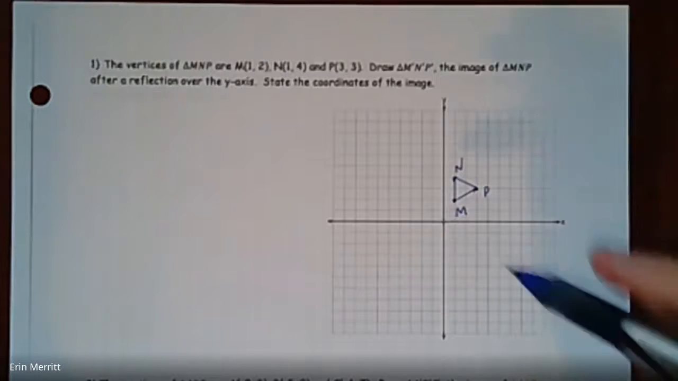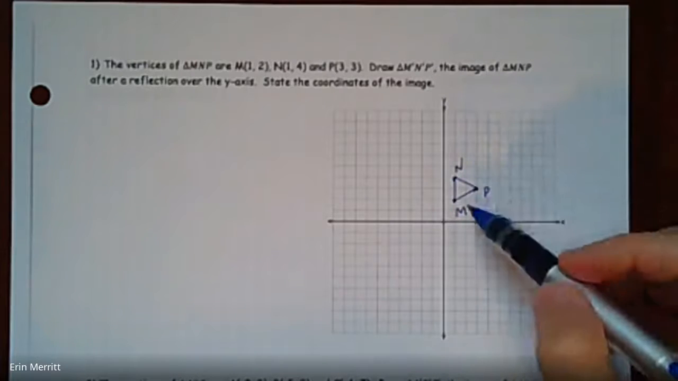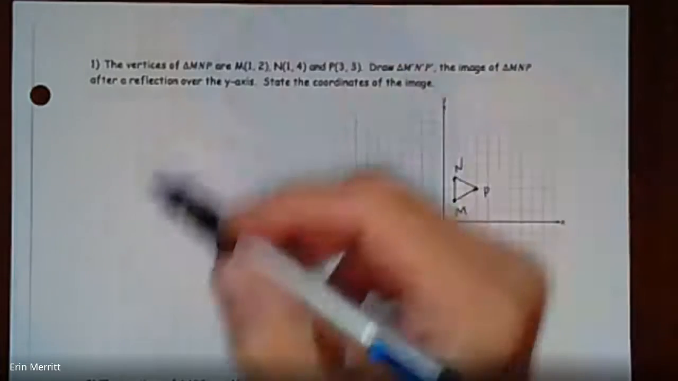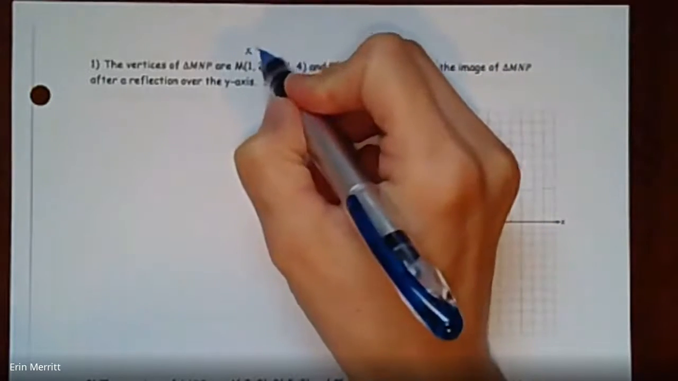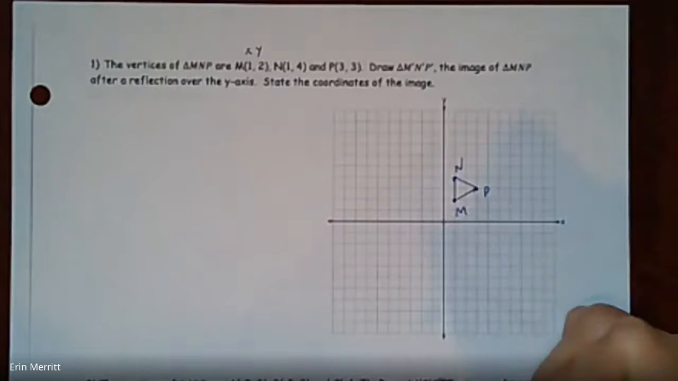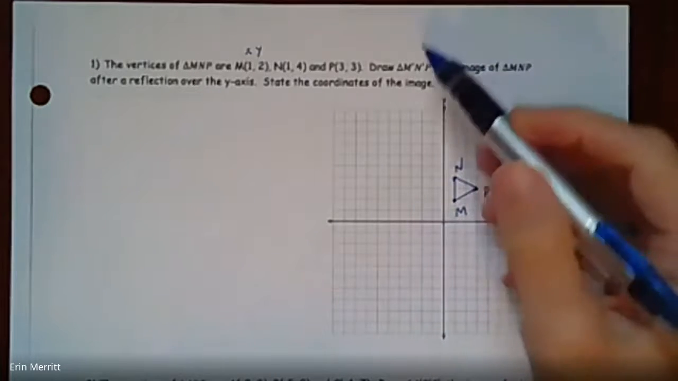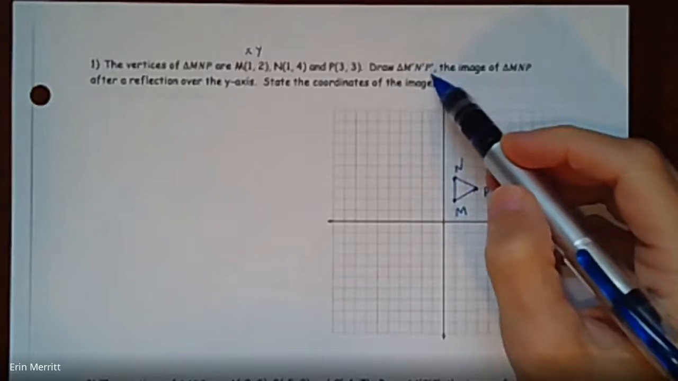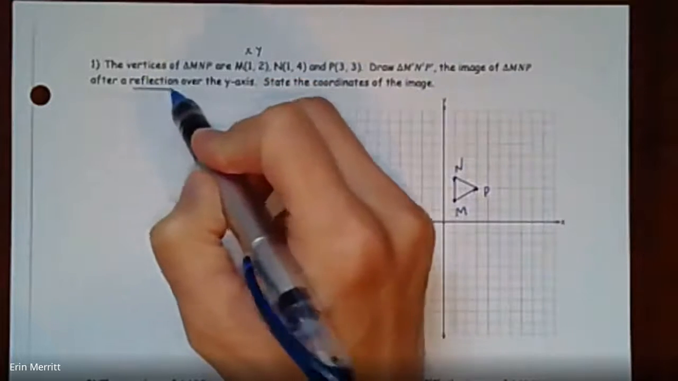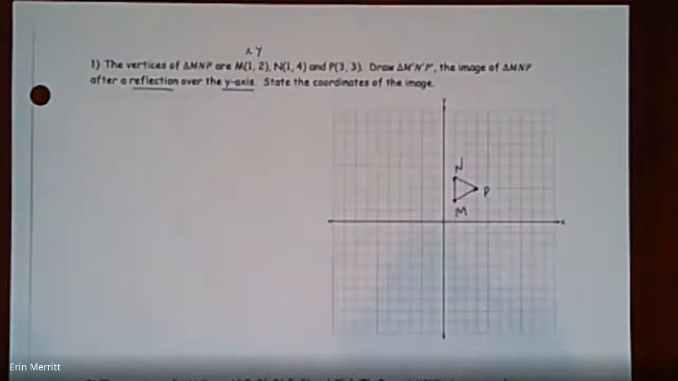It says the vertices of triangle MNP are given as (1, 2), (1, 4), and (3, 3). So remember, anytime you're plotting a point, it's X and then Y. So you're going over 1 and up 2 and plot that point. We want to draw a triangle M prime, N prime, P prime, which is going to be the image of this one after a reflection over the Y axis.